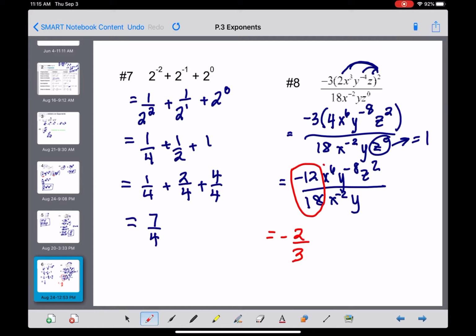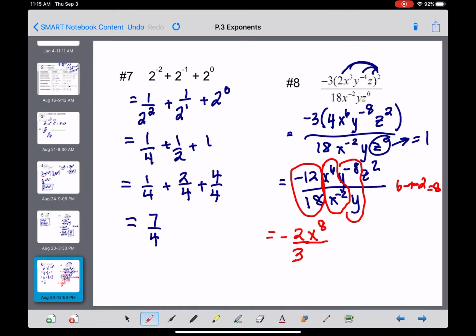Then we have our x's. So we could move that x to the -2 up to the top if we wanted to, or we could just take 6 minus -2. So 6 plus 2, which is 8. So we're going to end up with an x to the 8th. If I moved it to the top, you'd have x to the 6th times x squared, which would give you x to the 8th.